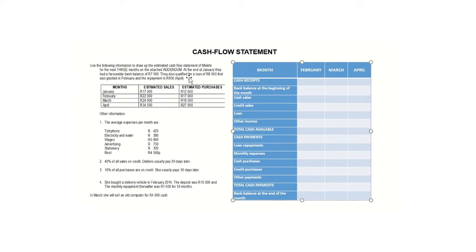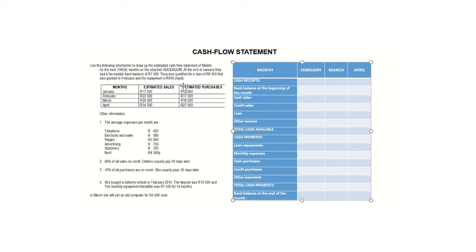And they also qualify for a loan of 8,000 that was granted in February, and the repayment is 650 from April. Now, the loan is granted in February, but the repayment is only starting in April, which means in March we're paying nothing. They are giving us a free month of installment.